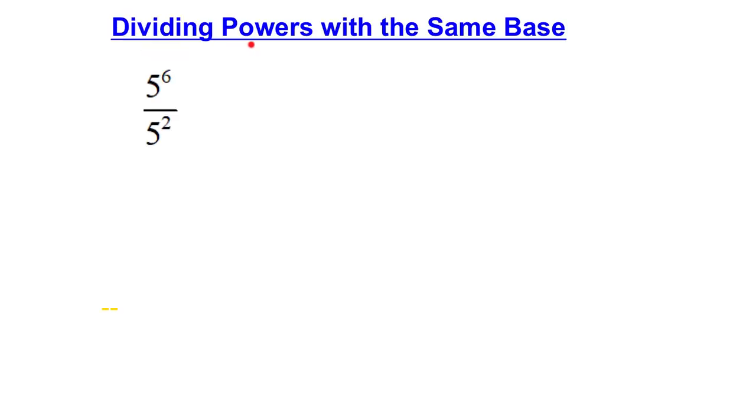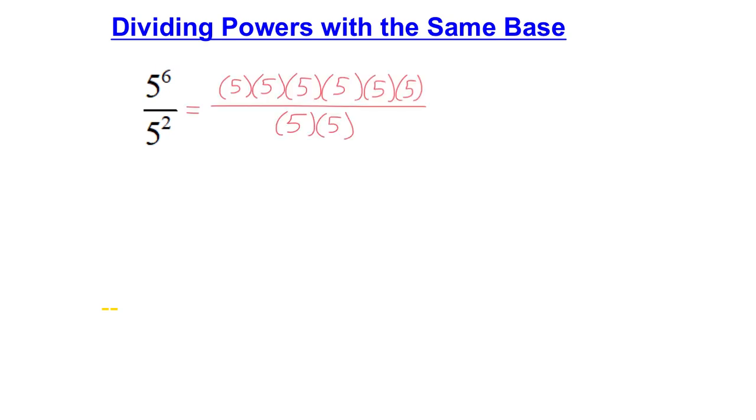Now, what if you're dividing powers with the same base? Here's an example. If I write this out in expanded form, 5 to the exponent 6 is this. 5 to the exponent 2 is this. Now I'm dividing these powers. So if I have 5 and I'm dividing by 5, it cancels out. Every time I have a 5 and I divide by 5, it cancels out. So really what I'm left with is just this once I do all the canceling. So this simplifies to 5 to the exponent 4.